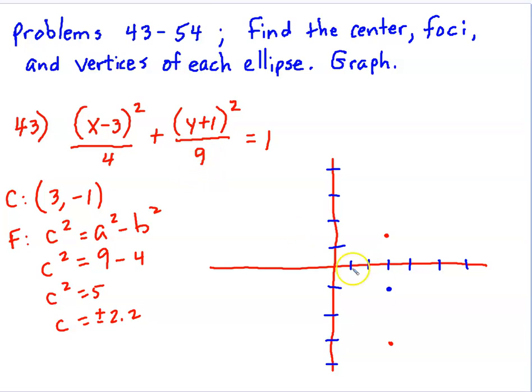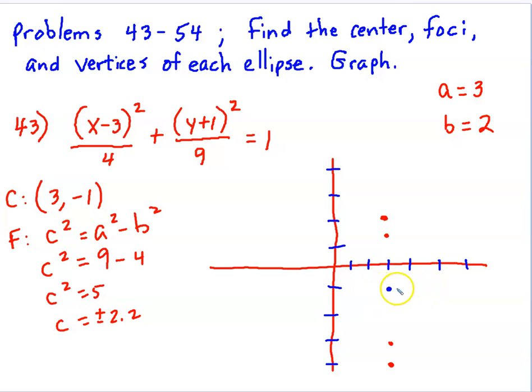For the vertices, I'm going to go up 3 and down 3. Remember, a represents the distance from the center to the vertex or vertices. And since a squared is 9, that makes a is 3. So just count up 3. That point represents one vertex, and then down 3, that point would represent the other one. And then for co-vertices, that's what b tells us. This is b squared, so the square root of 4 is 2.